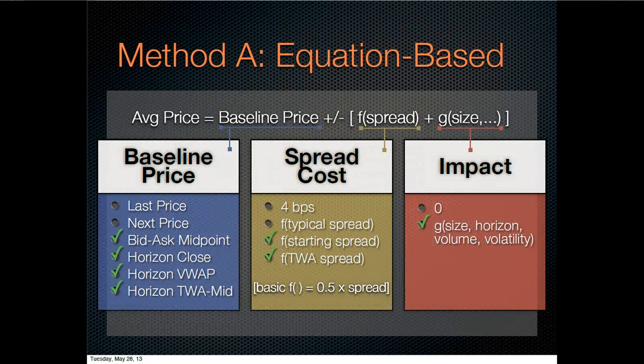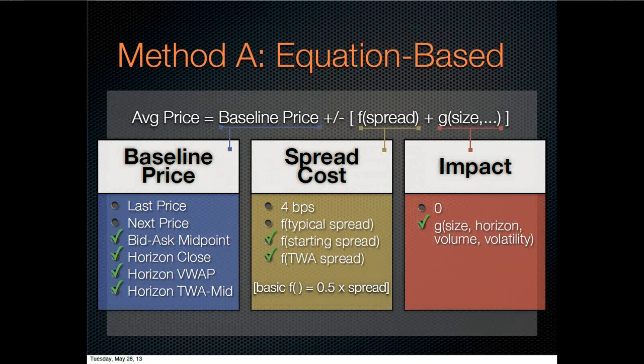So the baseline price, usually this is your decision price, but there are different types of prices that you could use here that would probably do a little bit of a better job. Last price is the simplest way to do it. But if you knew, for example, that you were trading over a 10-minute time horizon, and you knew the VWAP over that 10-minute time horizon, then that's actually going to give you a much better baseline price for forecasting your average price of execution.